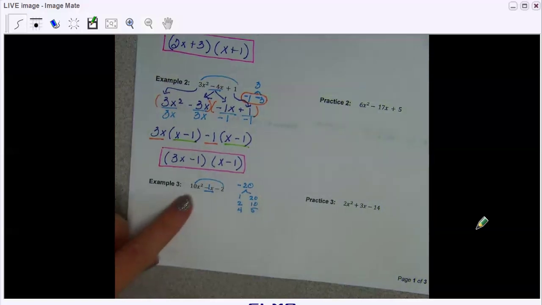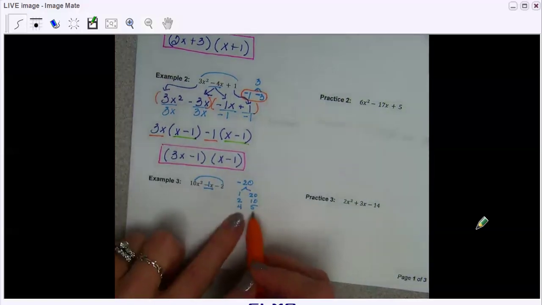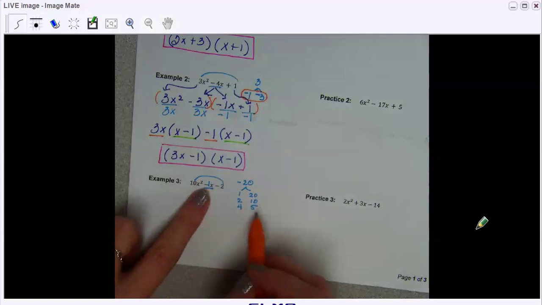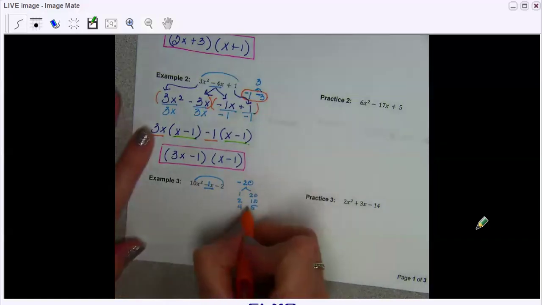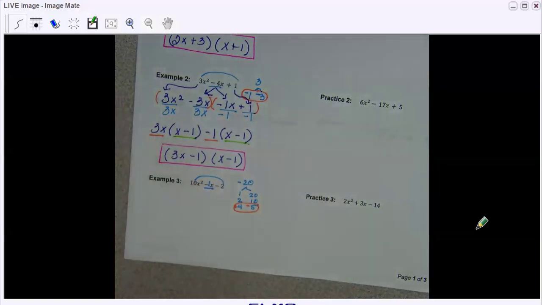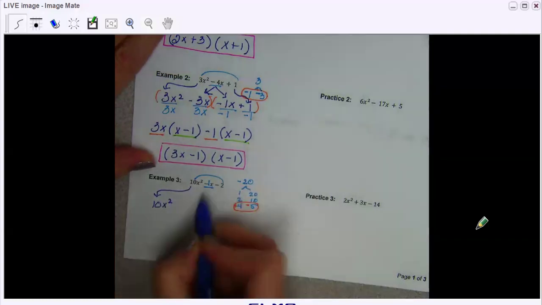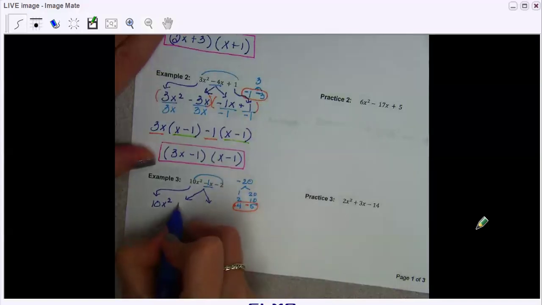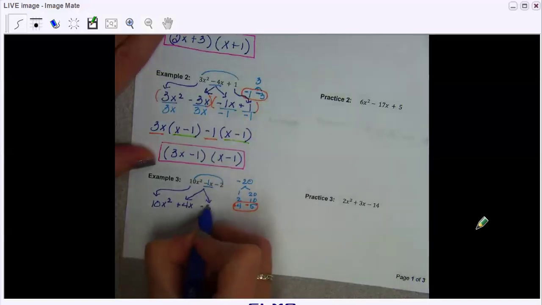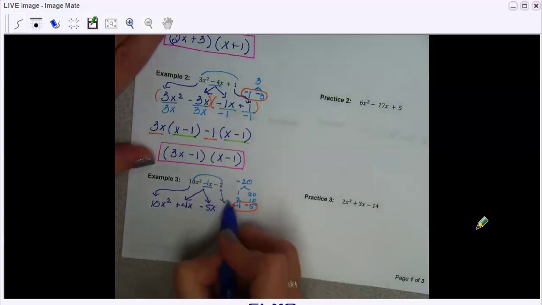But what we have to ask ourselves is, which number needs to be negative, the 4 or the 5? Well, if our number is negative, that means our bigger number has to be negative. If our number were positive, then our bigger number would have to be positive. So in this case, our 5 has to be negative. So we have a +4 and a -5. So let's go ahead and break this down. 10x squared, we bring that down. Okay. And then we're going to separate -1x into +4x and -5x. And then we bring down our -2.